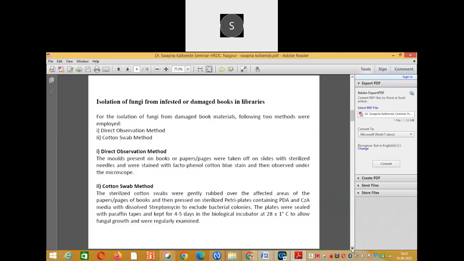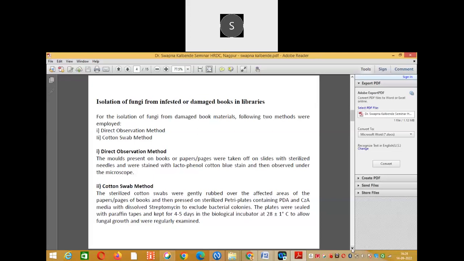Then there are 2 methods which I used for the isolation of the fungi from the damaged book materials. The first one is the direct observation method, and the second one is the cotton swab method. In the direct observation method, the molds present on the books or the papers were taken off on slides with sterilized needles, stained with lactophenol cotton blue, and then observed under the microscope.